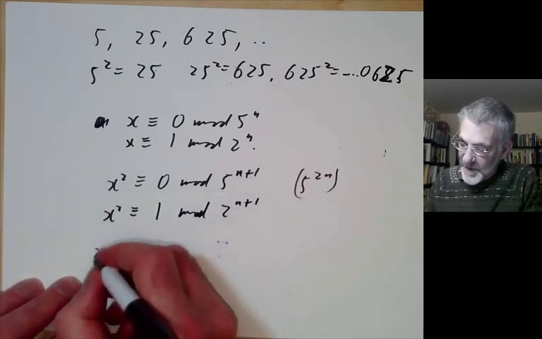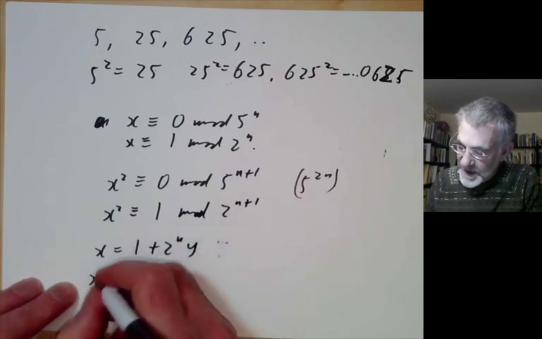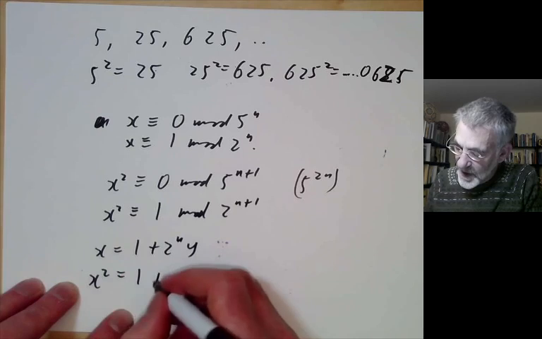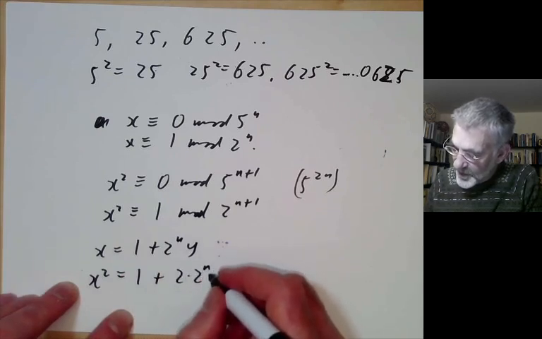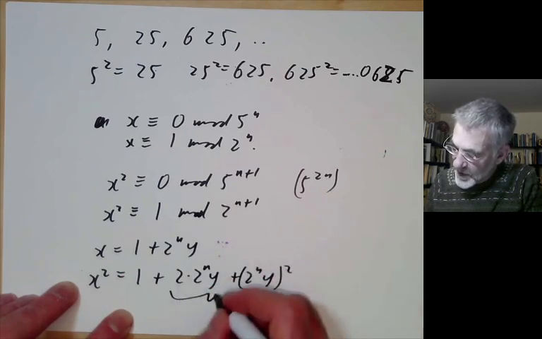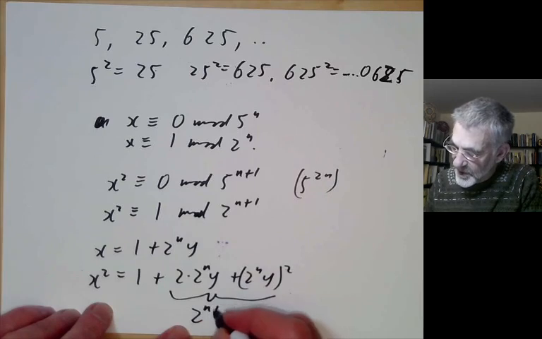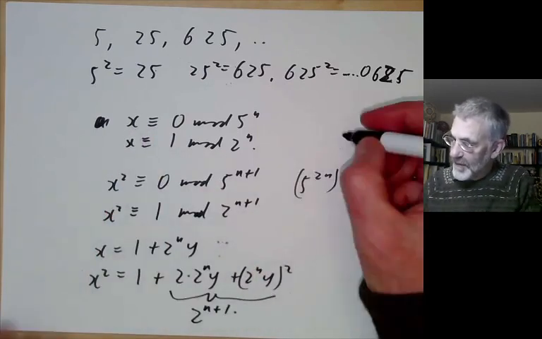And we see that because x is equal to 1 plus 2 to the n y. So x squared is equal to 1 plus 2 times 2 to the n y plus 2 to the 2n y squared, and you can see this is divisible by 2 to the n plus 1.